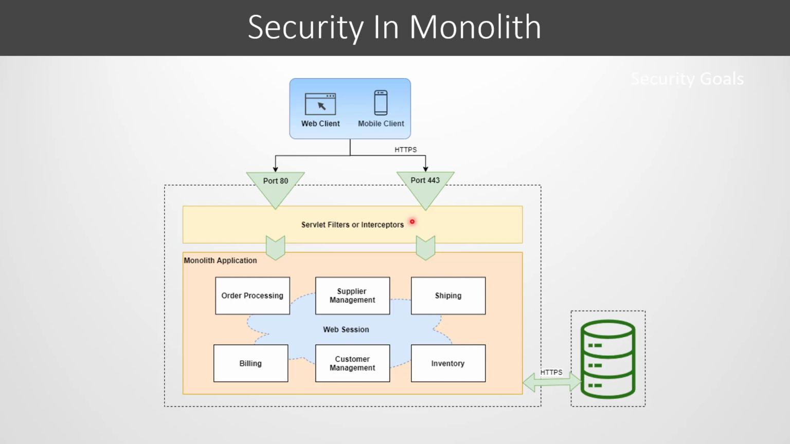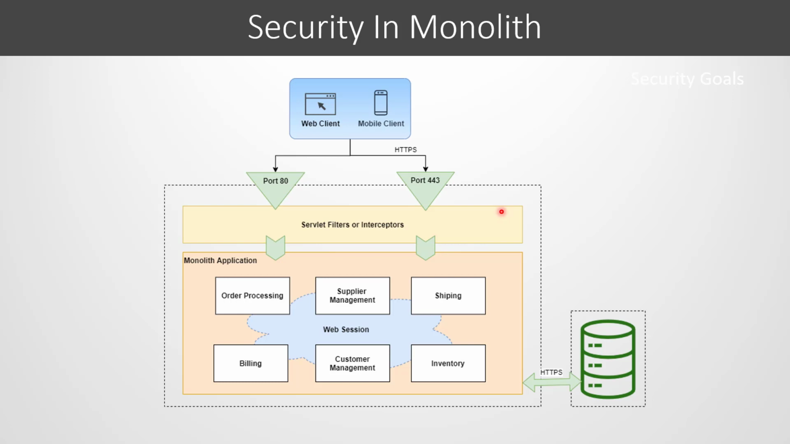A significant security consideration when choosing between the monolith and the microservices is the number and size of the attack surface. In our monolith application, we have only two entry points. One is over port 80, which is the HTTP port, and the other is port 443, which is the HTTPS port, which we need to secure.